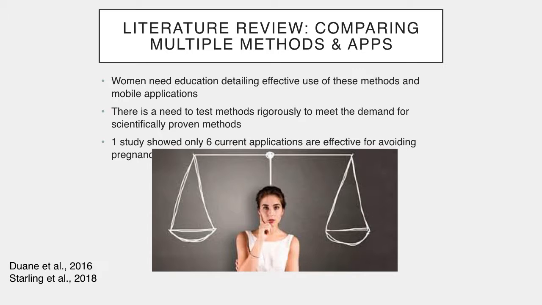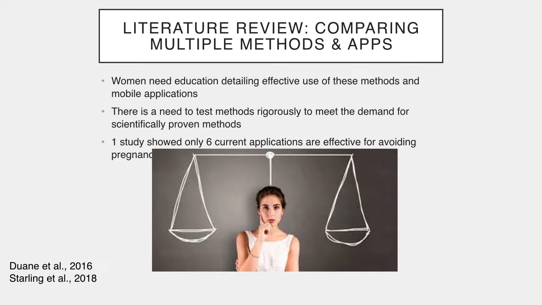Of these, 155 met criteria, and only 6 were scientifically sound enough to be able to say that they're safely usable for contraception. The other was a survey that looked at 1,000 women who are currently using these methods or applications as a contraceptive method. Both studies agree that there is not enough literature regarding available mobile health for contraceptive use.